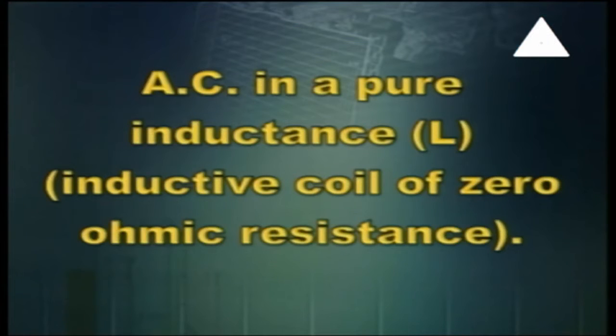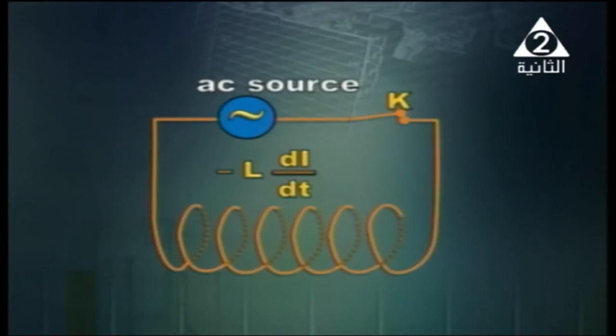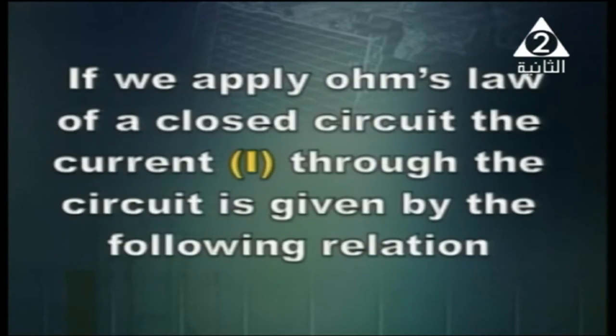And now talking about the second circuit, AC in a pure inductance. Pure inductance is denoted by L. It is an inductive coil of 0 ohmic resistance. It is shown in front of you. We'll apply Ohm's law of a closed circuit here, to obtain the current flowing in the circuit, and we'll obtain the following relation.